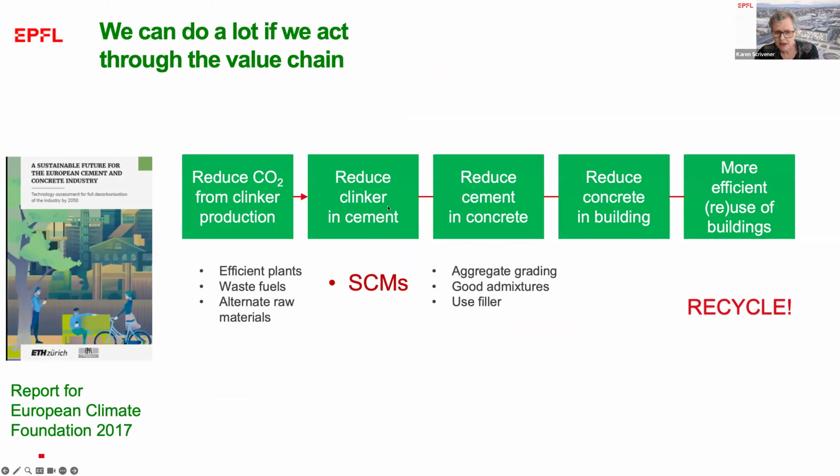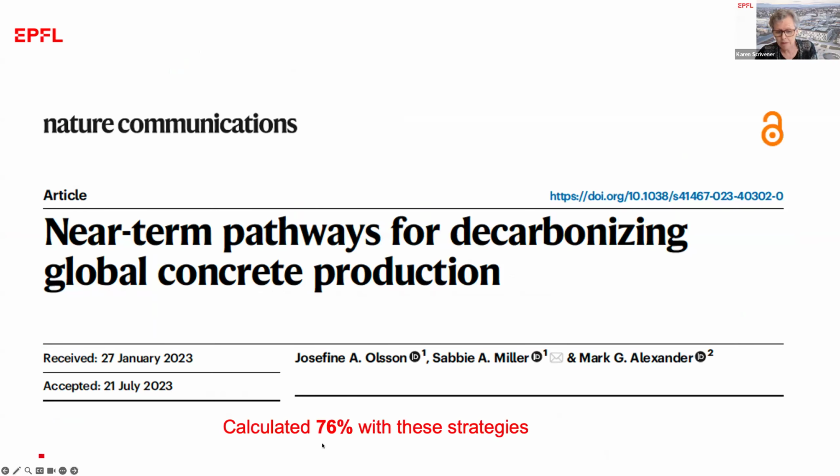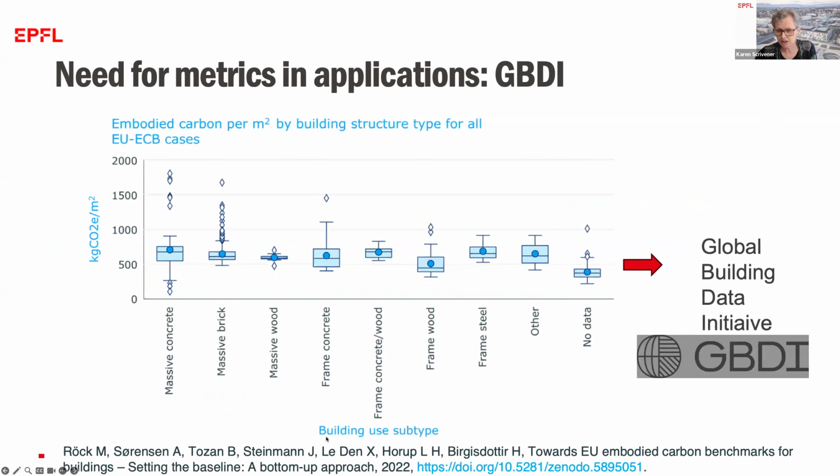So putting that another way, if we take these 3 central things: reduce clinker in cement, reduce cement in concrete, and reduce concrete in buildings. We see, as published here, we have potential to reduce something like 76% of emissions. And really, to push this efficient use of materials, we need to have good metrics. We need to look on the final building level, for example, what's the CO2 embodied per square meter?